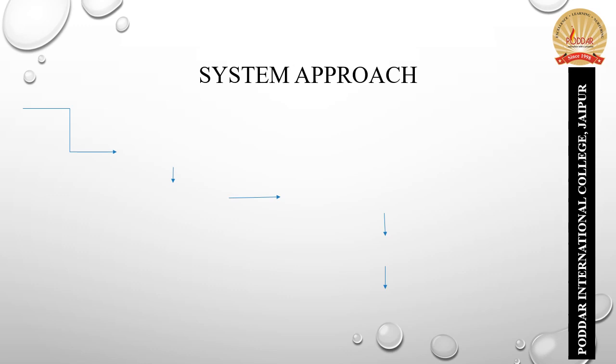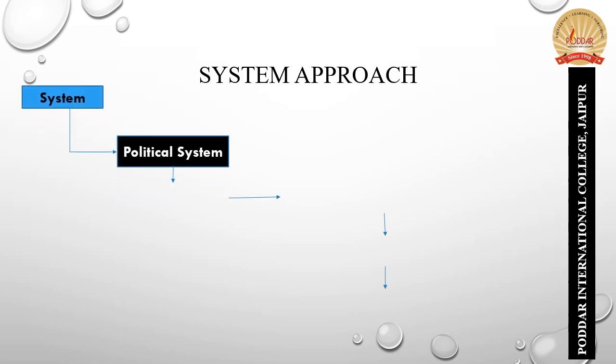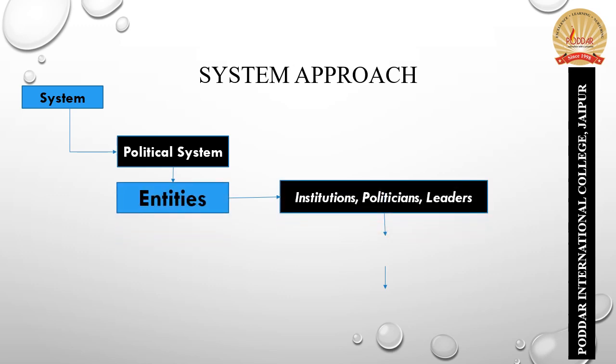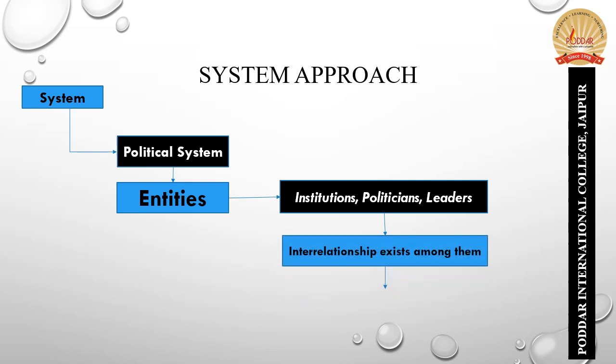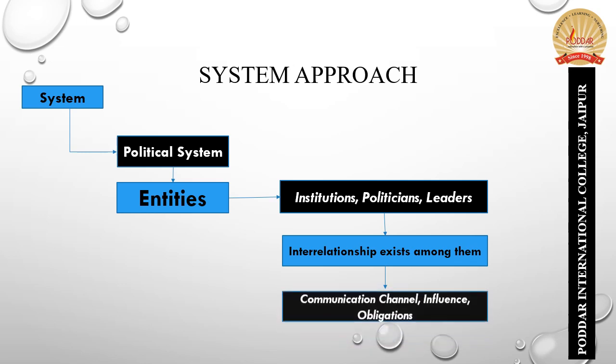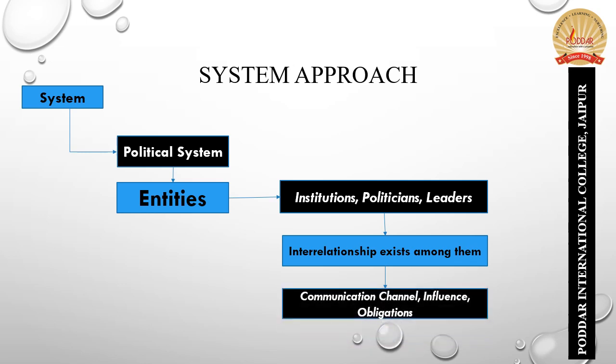The system approach. We are talking about a political system. Entities, institutions, politicians, and leaders exist in the political system. Interrelationship exists among them, along with communication, channels, influence, and obligations. So this is a mixture of the system approach.